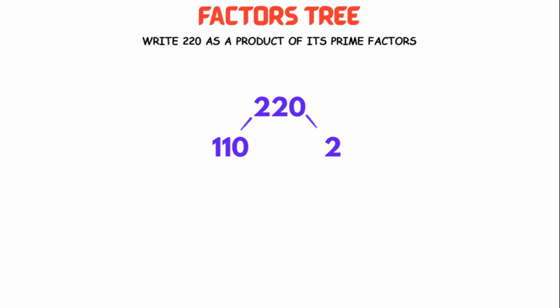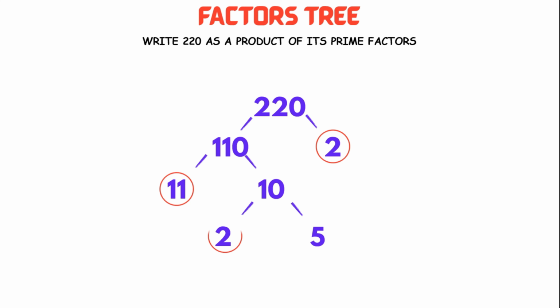If one of these is a prime number and hence a prime factor, like 2 is, then we can circle it and leave it alone for now, but if it's not a prime number, like 110, then we have to factorize it again into, say, 11 and 10. 11 is a prime number, so we circle that and then split the 10 into 5 and 2, which are also both prime numbers, so we can circle them both.